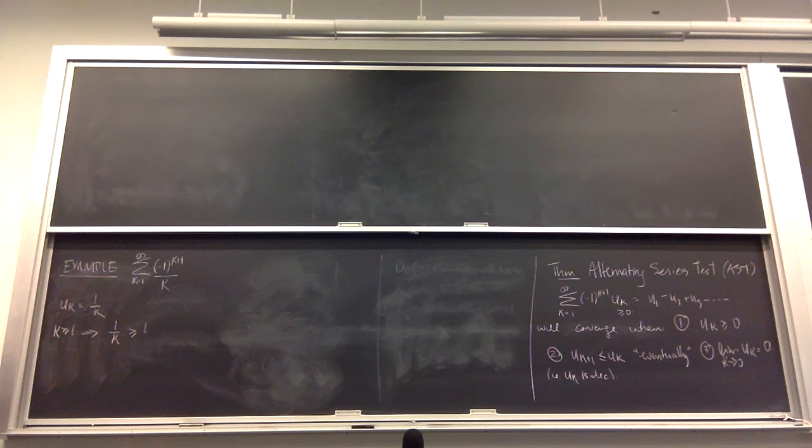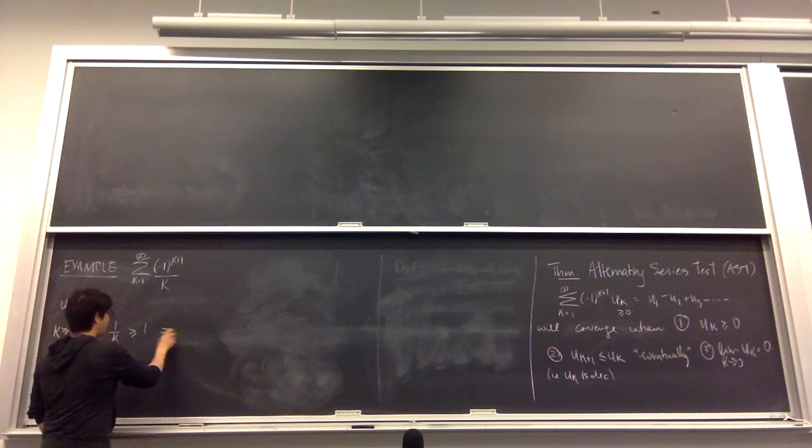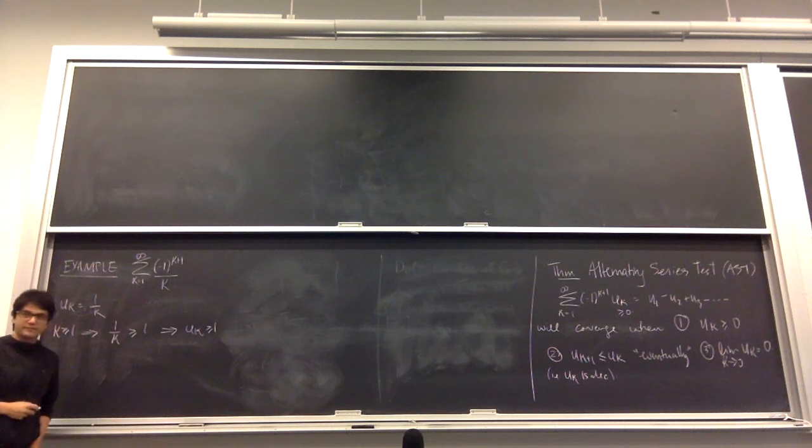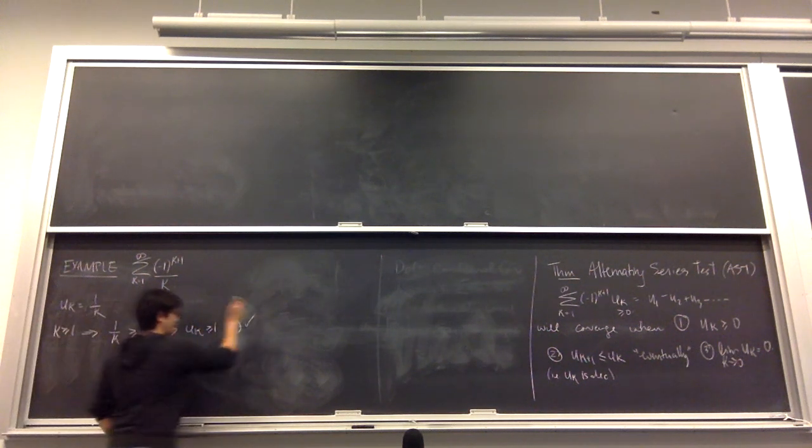Everyone see my argument? I see you squint. Look at this. I'm allowed to multiply or divide by things that are positive without switching the inequality, yeah? So what happens if I divide both sides by k squared? Oh, that's totally wrong. No wonder you're confused. Well, if k is bigger than 1, then certainly the fraction is bigger than 1. I'll just leave it at that, which means that u_k is greater than 0. So this means we have 1.